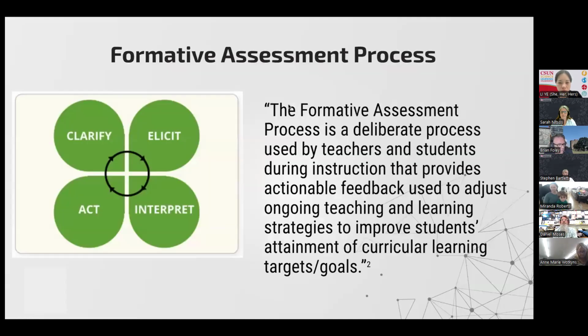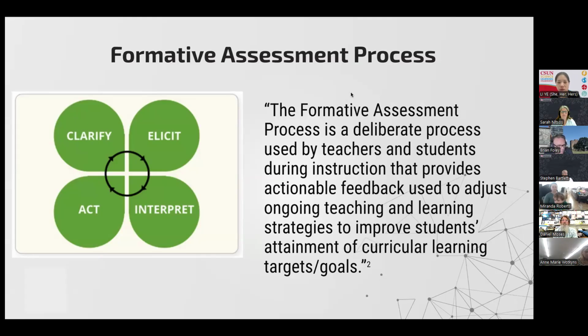And I'm sure, if you've been, at this point in the workshops, you've heard about some of the performance assessments that are out there, and you're also probably familiar with the idea of formative assessment. This is, of course, where we're assessing at the same time that we're teaching important topics. It's a deliberate process used by teachers and students during instruction that provides actionable feedback used to adjust ongoing teaching and learning strategies and improve students' attainment of curricular learning targets. So hopefully that's something that sounds familiar to everybody.